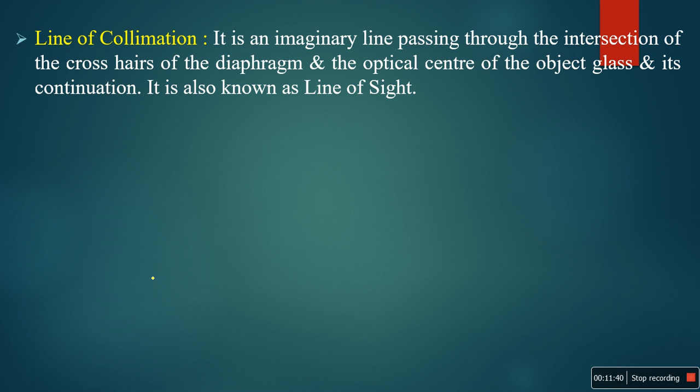Line of collimation. It is an imaginary line passing through the intersection of the crosshairs of the diaphragm and the optical center of the object glass and its continuation. It is called a line of collimation.